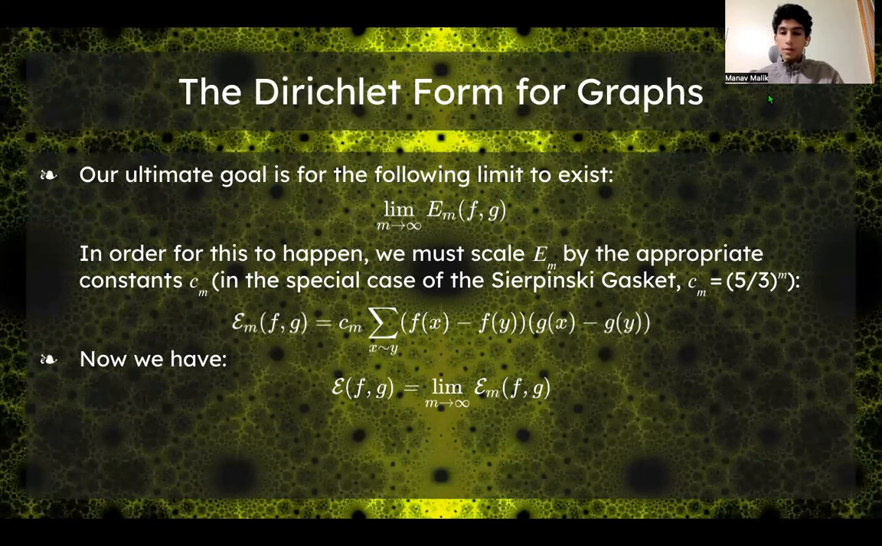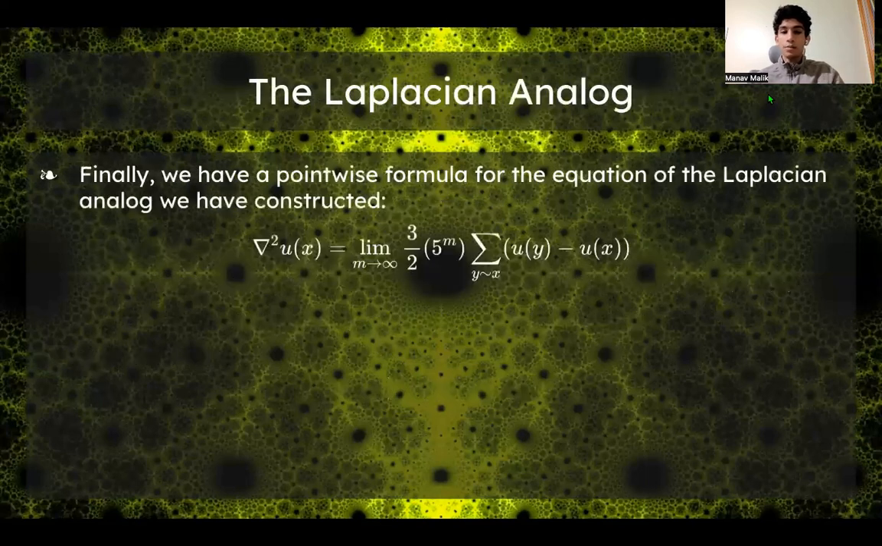And now we can finally determine that limit as m approaches infinity, and we define that as E of f, g. And that is our Dirichlet form for graphs. So now that we've defined that and we have a suitable measure, again, we're using the Hausdorff measure here, we can construct our Laplacian analog.